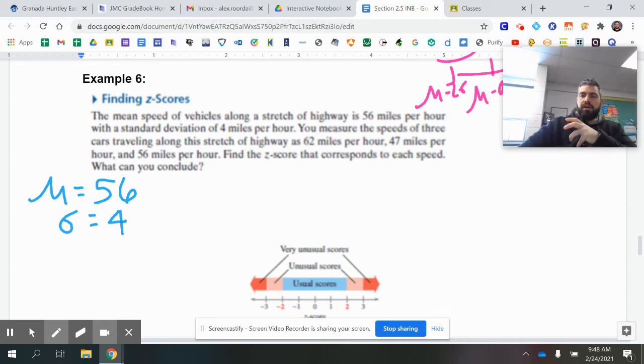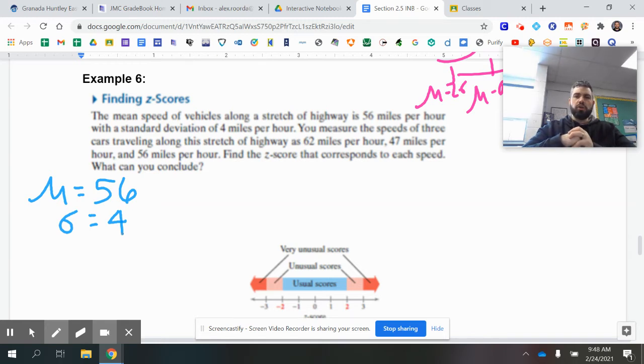Okay, so generally, most people are going 56. Some people, one standard deviation would be 60 miles an hour. One below it would be 51. So I'm guessing the speed limit's probably 55, right? Some people will go five above. Some people might go a little bit below, okay?